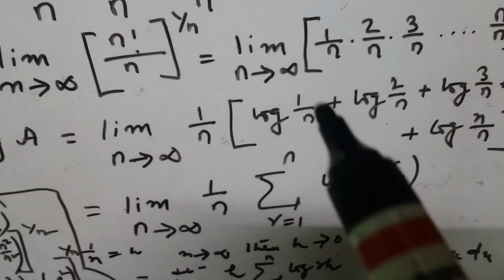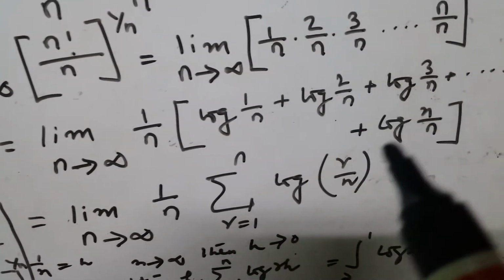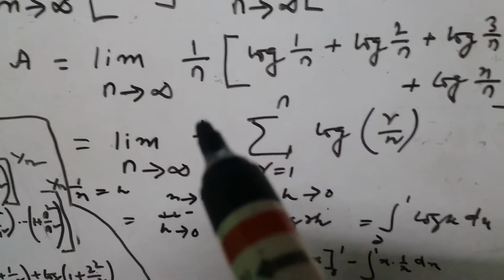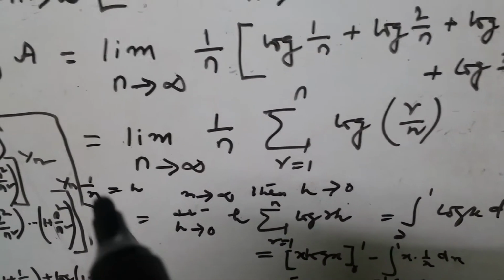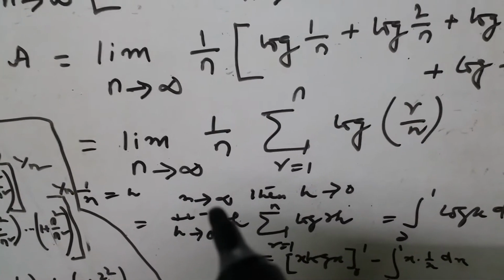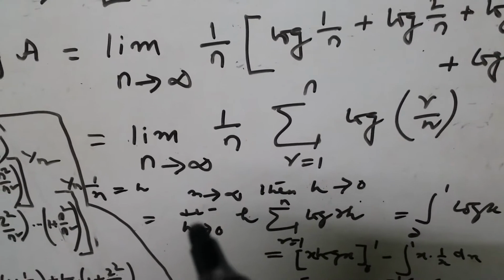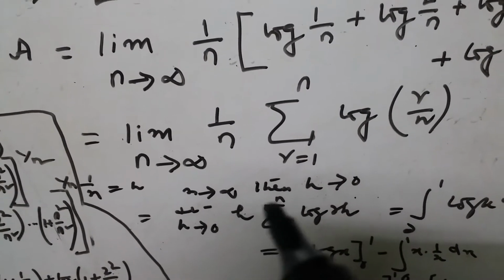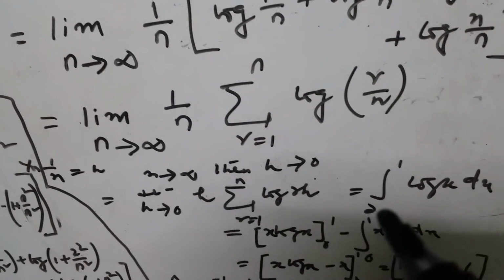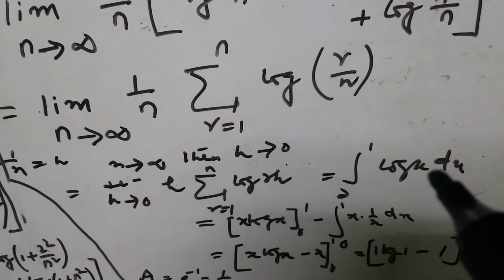If you put r equal to 1, then you get this. If you put r equal to 2, you get this. In this way you get this. Now let 1/n equal h. If n tends to infinity, h tends to 0. So this can be written as the limit as h tends to 0 of h times the sum over r from 1 to n of log(rh). So this you can write as the integral from 0 to 1 of log x dx.